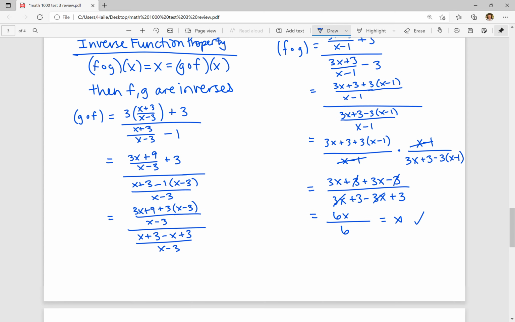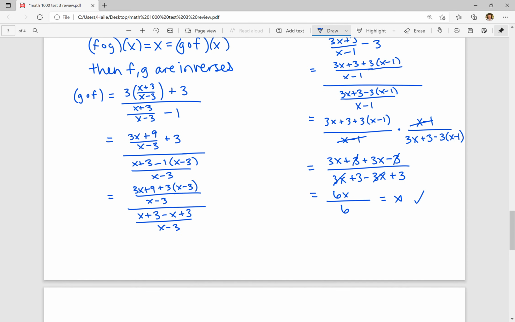Okay, so now we're in the same case as the previous one. We have a fraction divided by a fraction, so we can flip and multiply. So we'll have 3x plus 9. I'm going to go ahead and distribute right here. So we'll have plus 3x minus 9, over x minus 3, times x minus 3 over x plus 3 minus x plus 3. The x minus 3's cancel out.